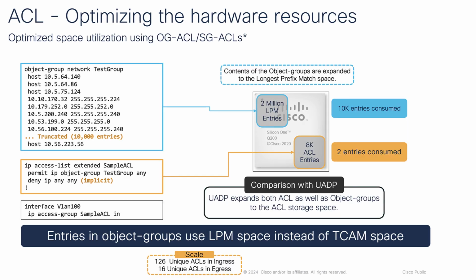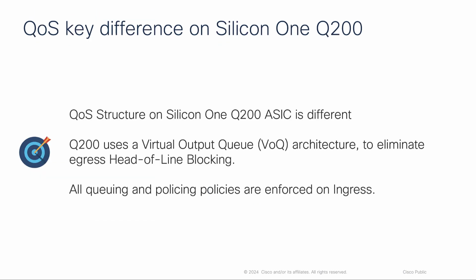We can optimize space utilization using OG ACL. Object groups are programmed into the LPM, the longest prefix match, and ACEs are programmed in the ACL TCAM. So in this example, 10,000 entries are programmed in the LPM table, which scales up to 2 million, where we use the IP route scale. And only 2 entries are consuming the 8,000 TCAM entries for the ACL. This can help a larger ACL deployment if you need it in your deployment.